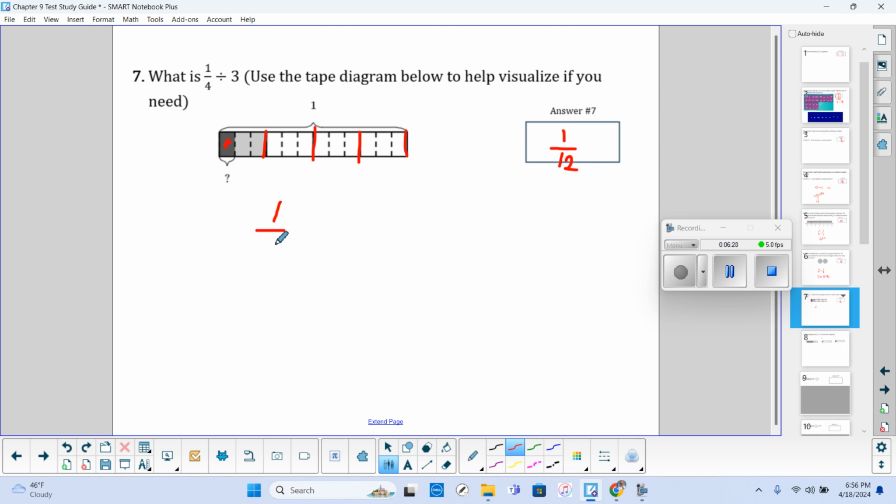Or if you want, 1/4 divided by 3 is the same as 1/4 times the reciprocal of 3 over 1, which is 1/3. So that is also another way of getting 1/12.